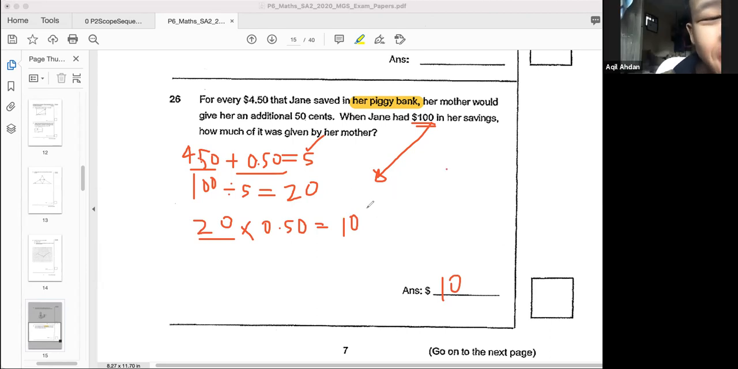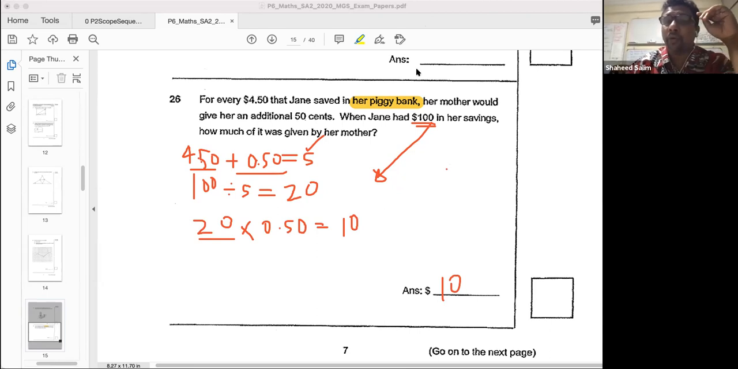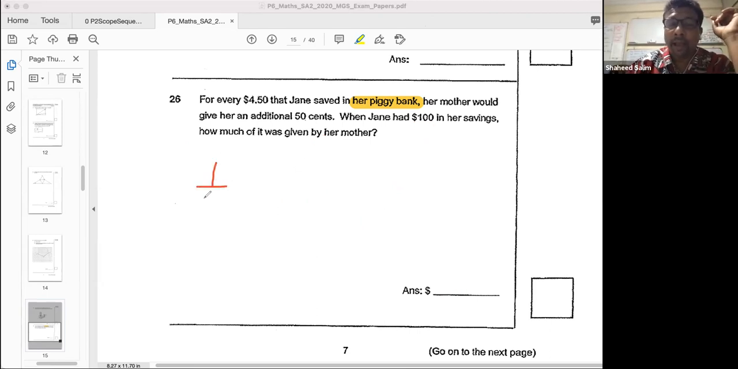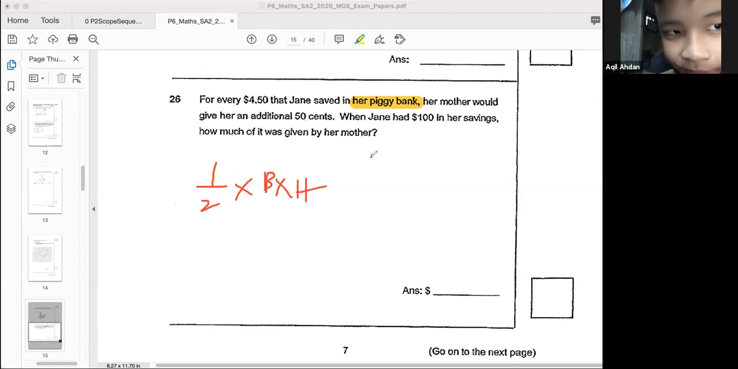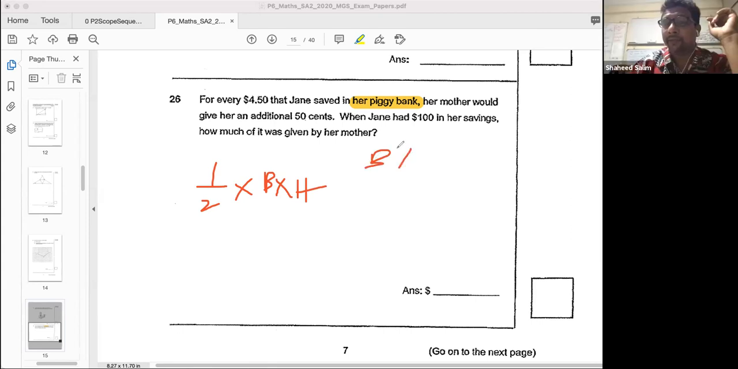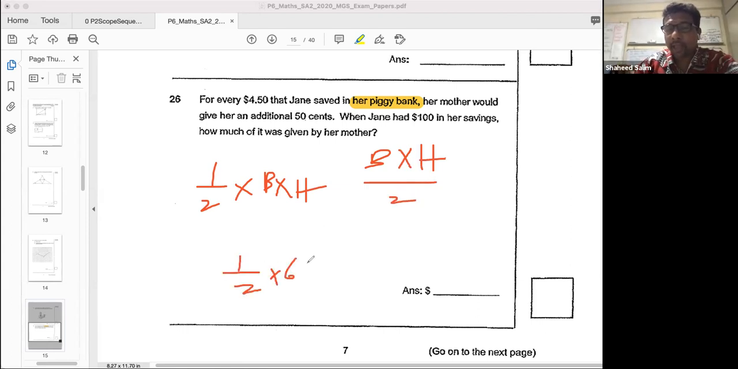Just like half times base times height. What I do, I don't follow the formula. Half times base times height is okay, but I don't do it like that. I take base times height first, then I divide the answer by 2. Sometimes it's easier this way. Example, half times 6 times 4. Look, 6 times 4 is 24. 24 divided by 2 is 12. Finish.